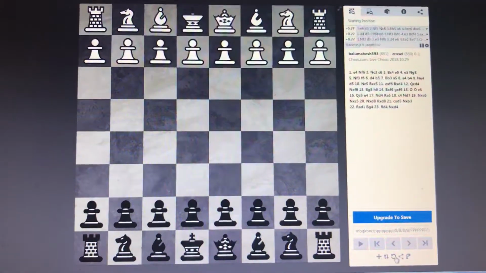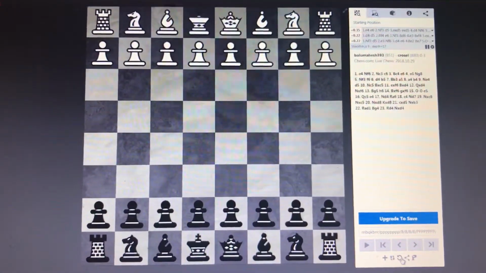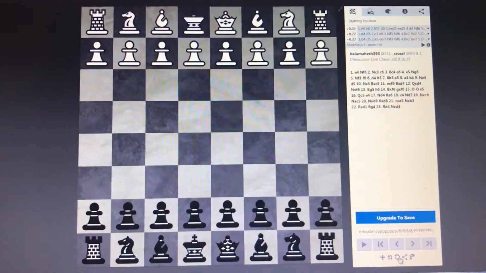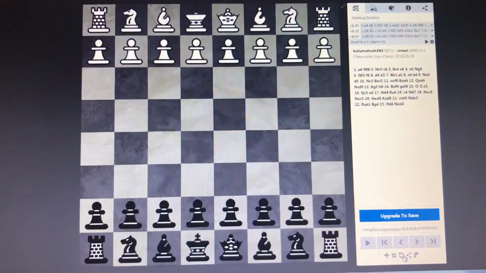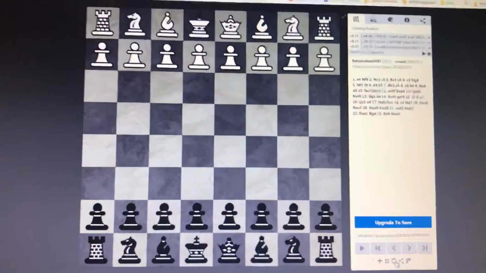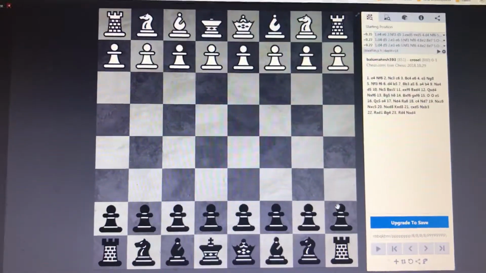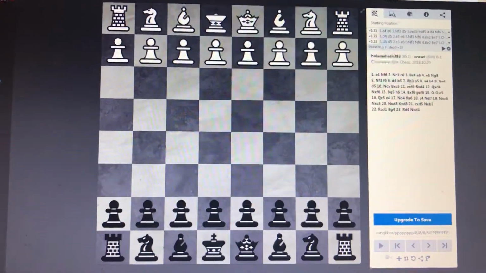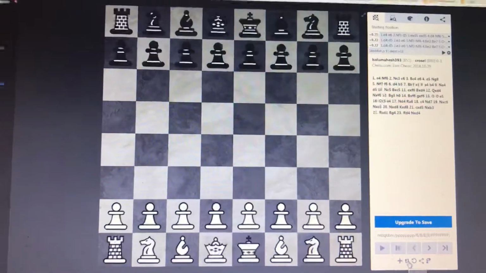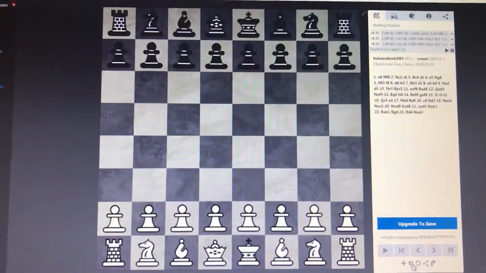Alright, so I'm gonna do a tutorial for you guys, and basically it's understanding the chess.com analysis tool. So I played a chess game, and in the game I was black, so it looks like this. I'm gonna flip the board because I think this is the easiest way to understand it.